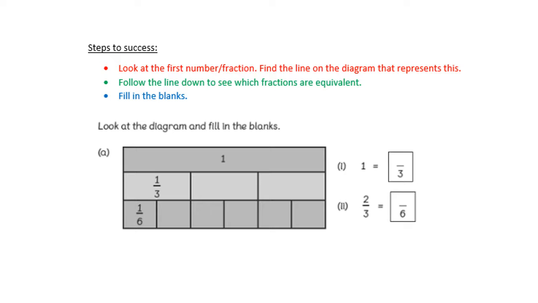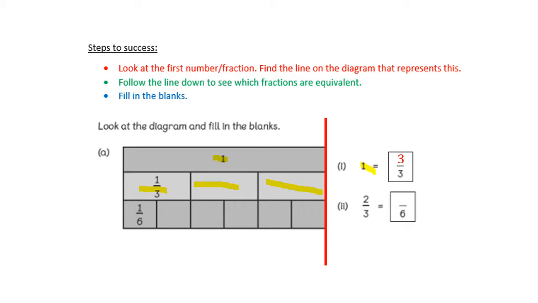Okay, let's go through one more together. So we need to look at the diagram and fill in the blanks. So again, we've got 1 whole at the top. Okay, and then underneath we've got 1/3. So 1 whole is equivalent to how many thirds? So what you need to do for this is look at the first number, which is a whole or fraction, and then we need to find the line on the diagram that represents this. So a whole is going to be this much because it's the whole bar. So follow the line down and see which fractions are equivalent.